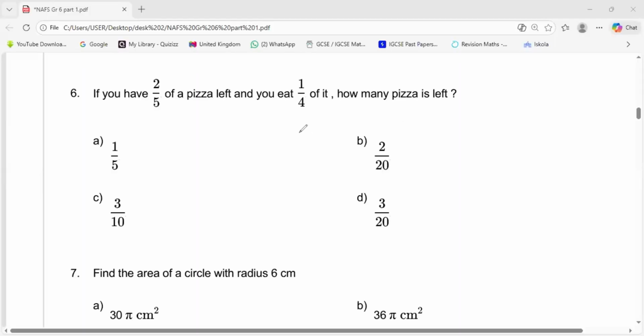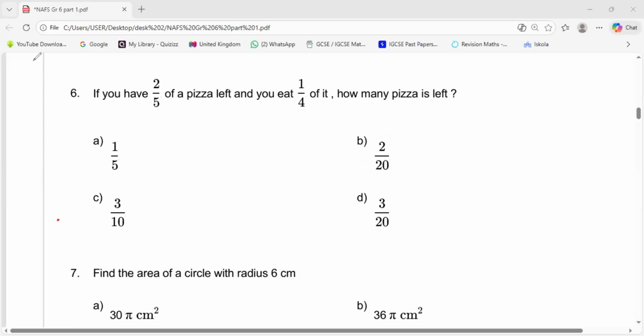As we said, the answer is going to be 2 over 20. Here is the answer. We can divide it by 2. Divided by 2, we get 1 over 10, as we said before. Number 7, find the area of circle.